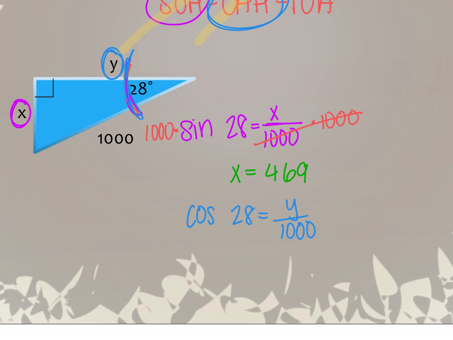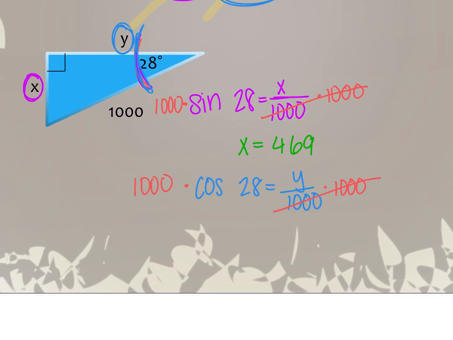Doing the same process, how do I get rid of that 1,000? Multiply both sides. Good, thank you. And then plugging it into the calculator. Yes, I'm going to have a different answer because I'm not using sine, I'm now using cosine. If you plugged it in correctly, y equals, rounding to the nearest whole number, 883 would be your answer.